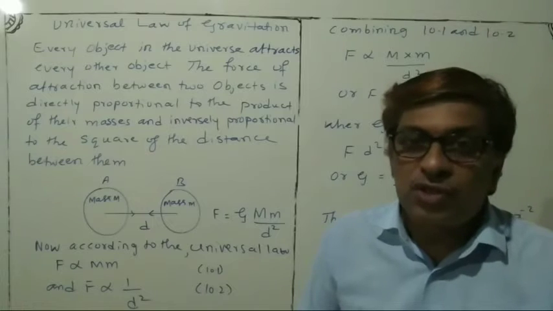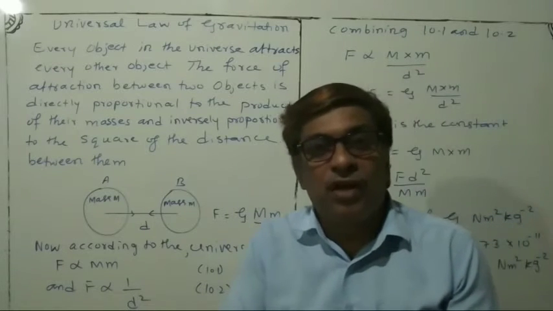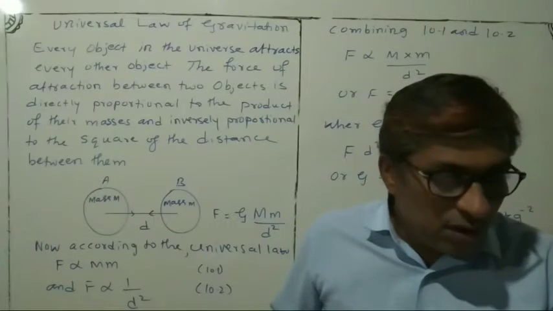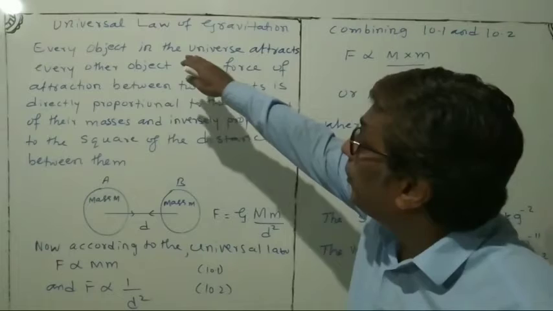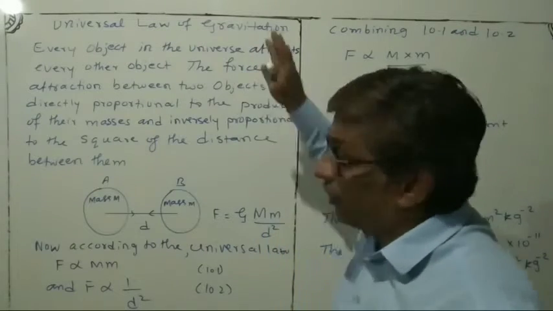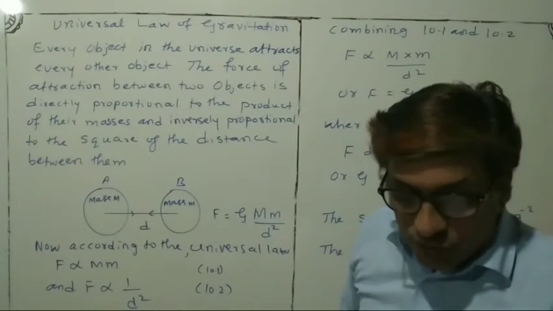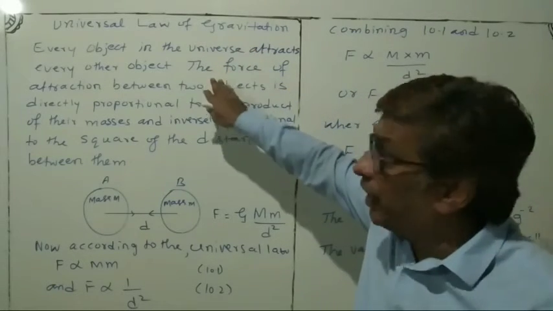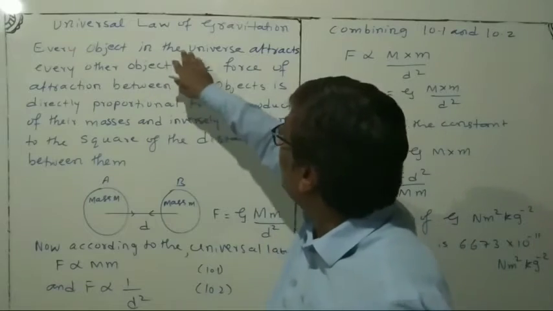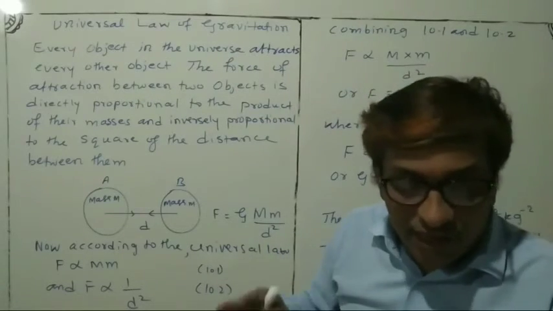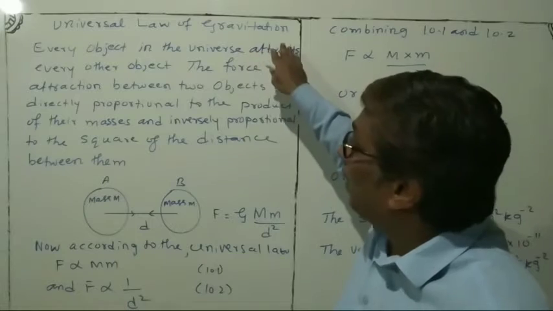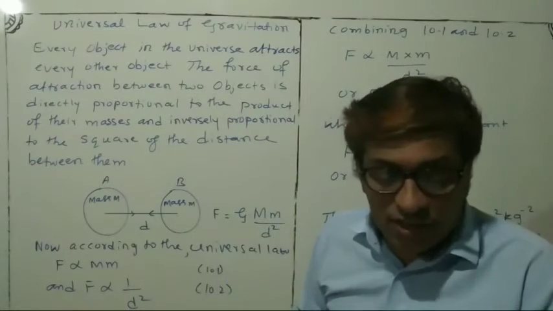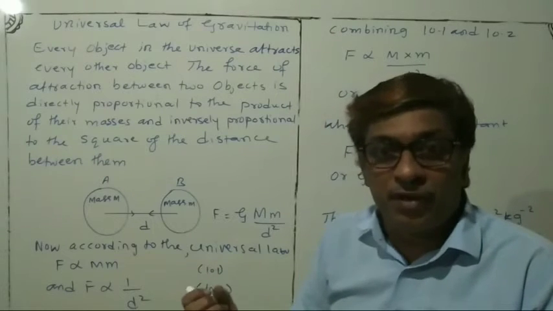So, dear students, in the last video we learned what gravitation is and what gravitational force is. Now we'll see what we mean by the universal law of gravitation. See, the universal law of gravitation states that every object in the universe attracts every other object. Attracts means there is a force in between.